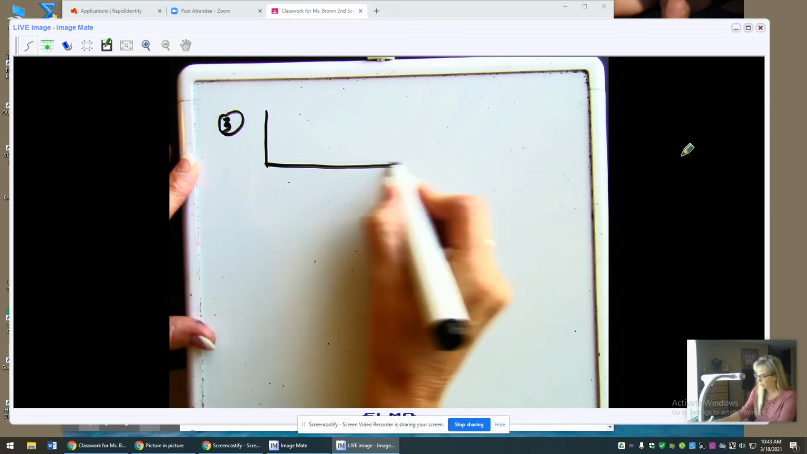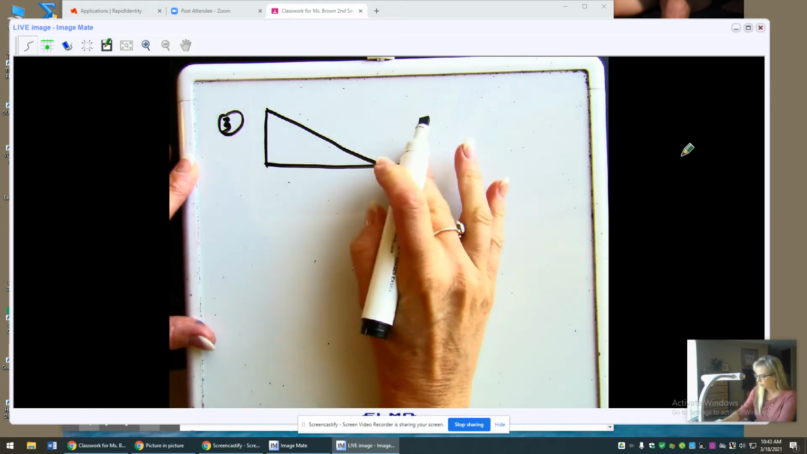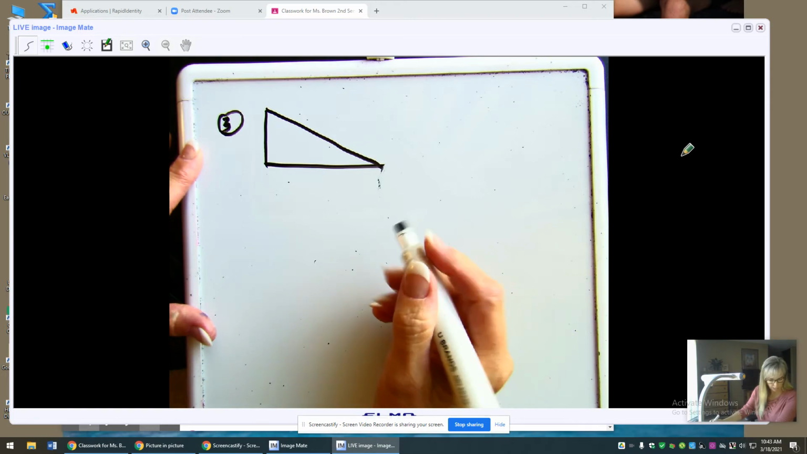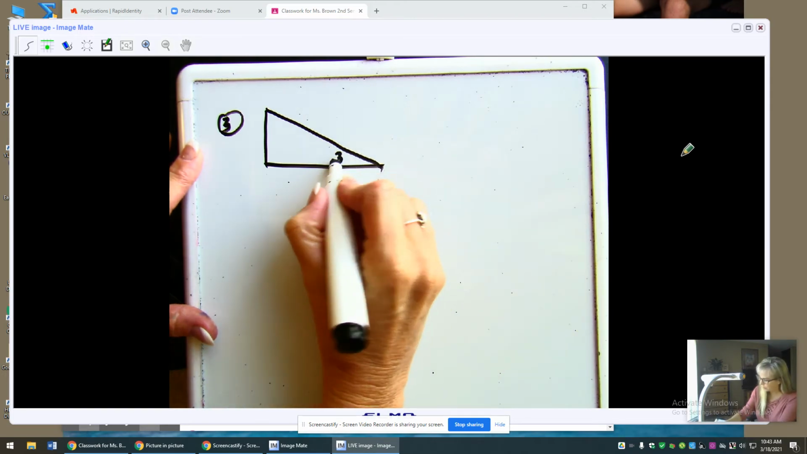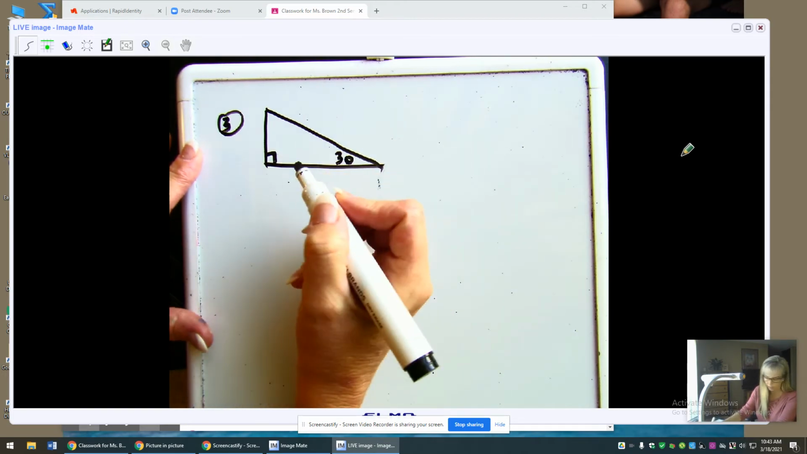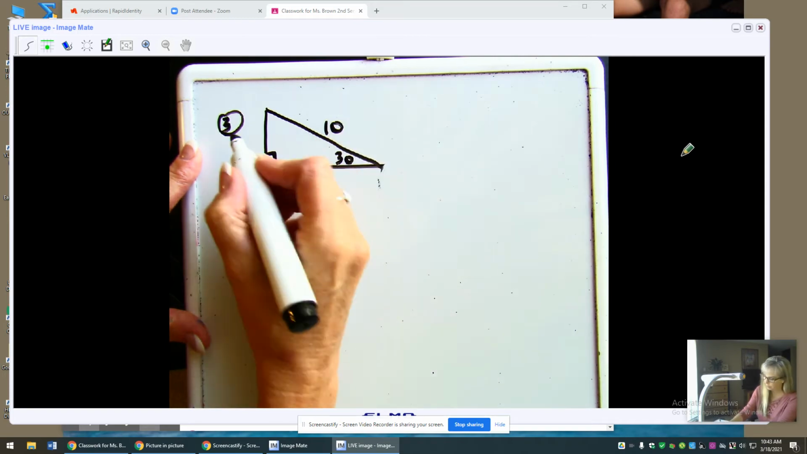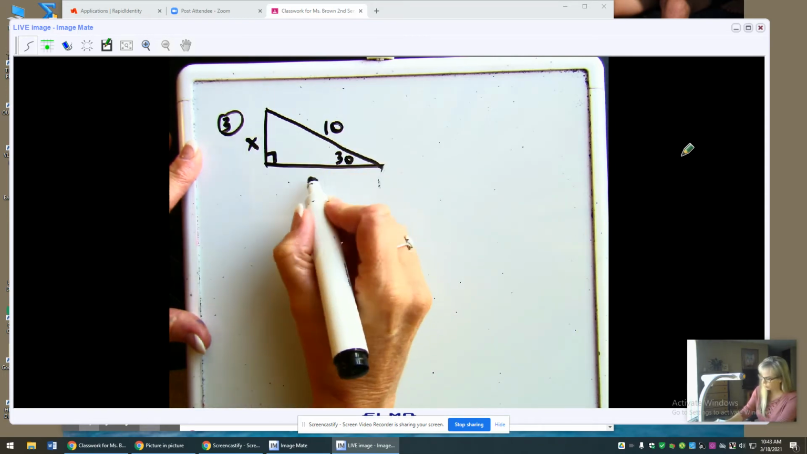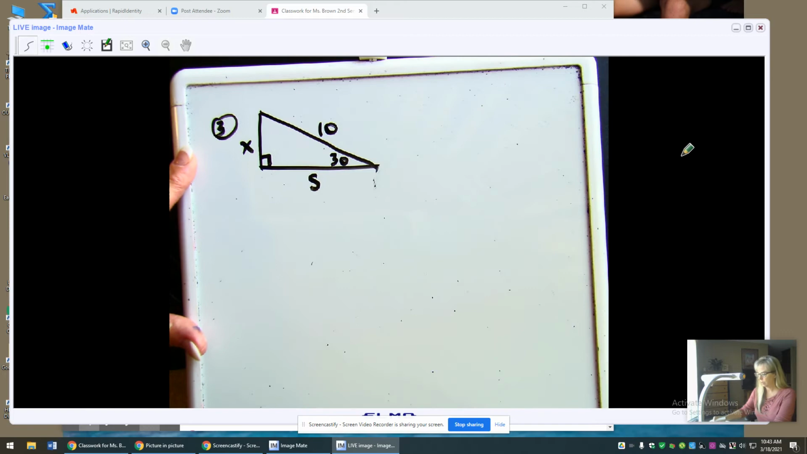I'll try to make it look a little bit more, that's way too long leg-ish. And then we have 30 degrees here. That's the long leg between 90 and 30. The hypotenuse is given. It's cut off, but they want us to find x and s.